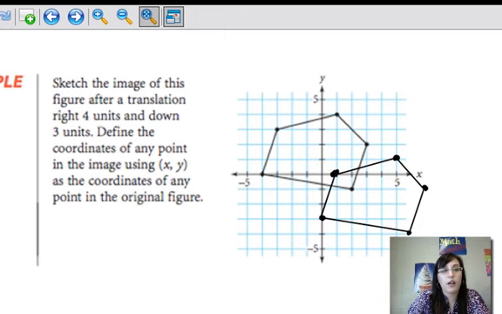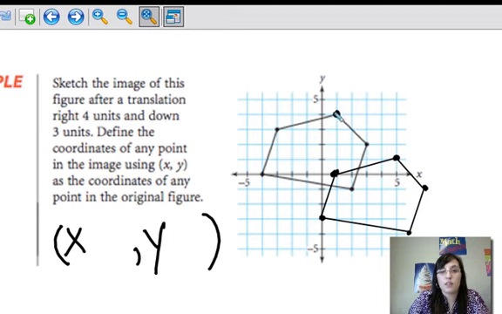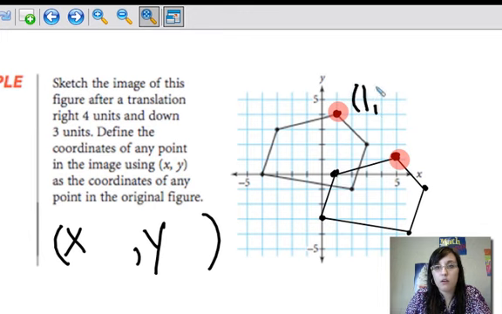And what you should be good at by now is writing a general rule. So define the coordinates of any point in the image using x, y. So if my original coordinate was x, y, I could look at a specific example if that might help. So let's look at this top point here. I'm going to highlight them for you so you can see which ones I'm talking about. So for example, this point would be 1, 4. And its image would be 5, 1.